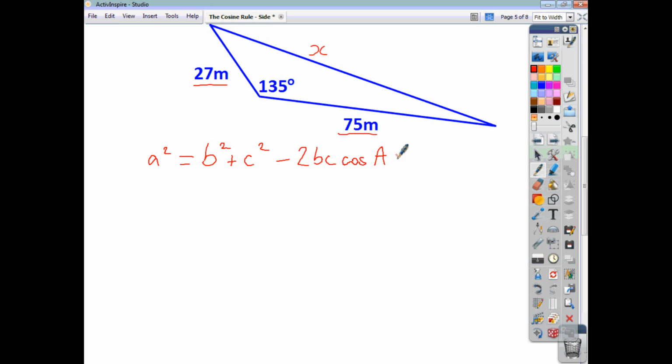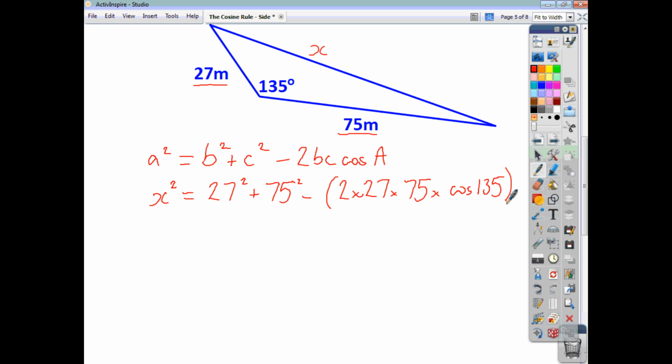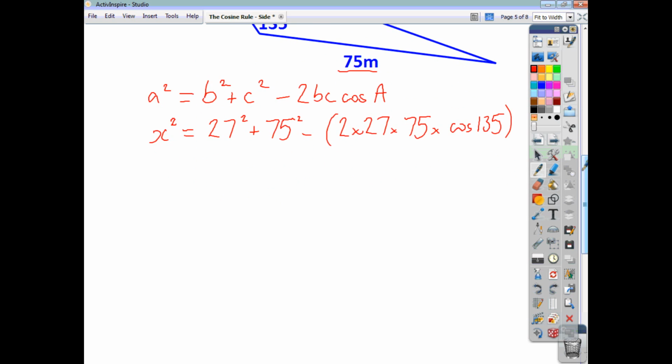So the side we called x, so x squared is equal to 27 squared plus 75 squared minus 2 lots of 27 times 75 times cos of 135. Now once you've done that, you end up with an answer for x squared of 9,217.8. Just type it in as it is and make sure you put brackets around 2bc cos a, just to make sure you don't make a mess of it. So when you square root that, x ends up being 96 meters.